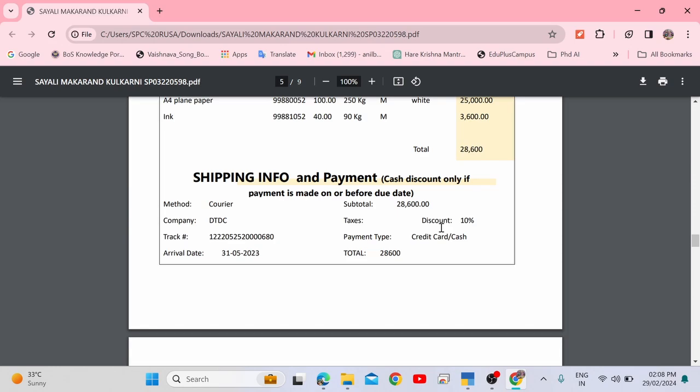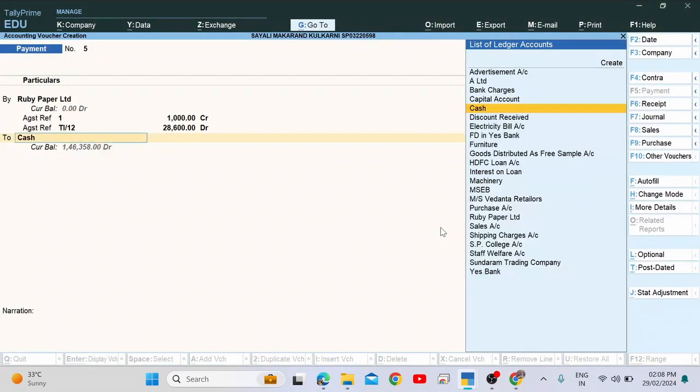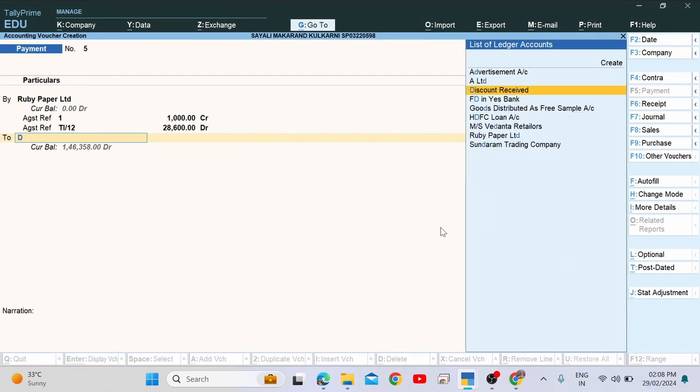So for the 10% discount, we will account for the discount, and then instead of giving cash, we will give net cash. What is this?